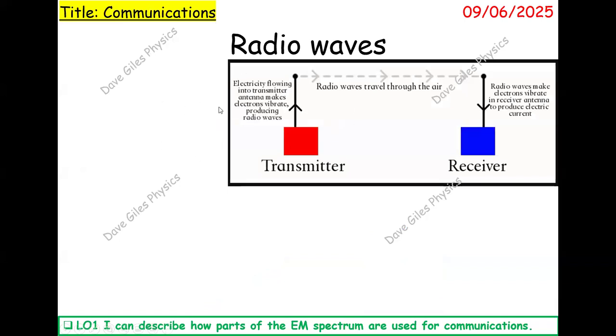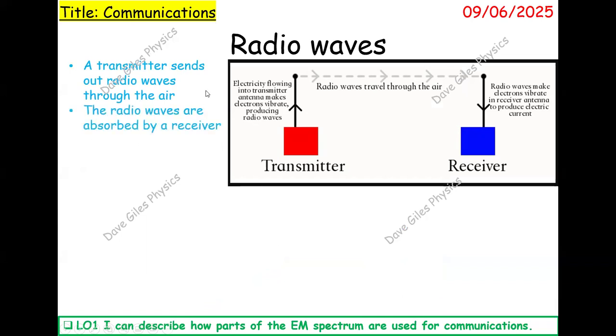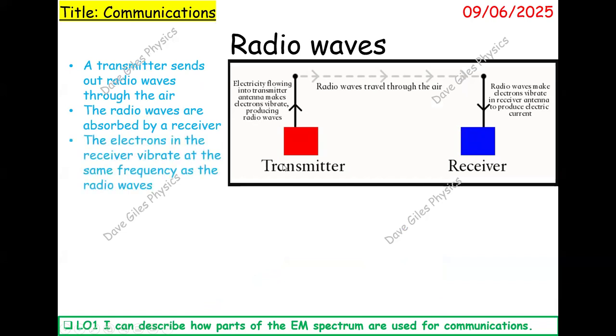So if we look at the radio waves here, a transmitter sends out radio waves through the air. The radio waves are absorbed by the receiver here. The electrons in the receiver vibrate at the same frequency as the radio waves. This produces an AC signal in the receiver.